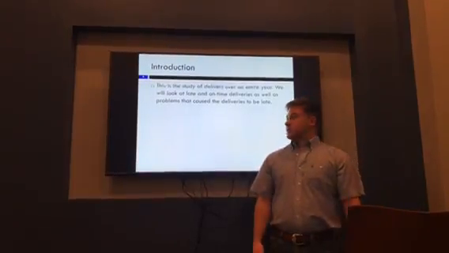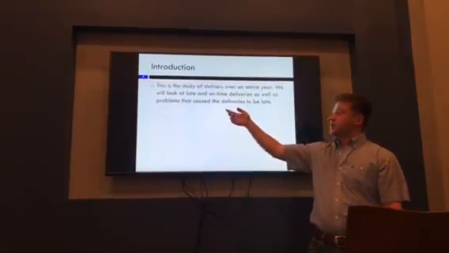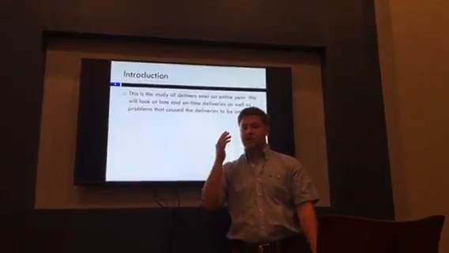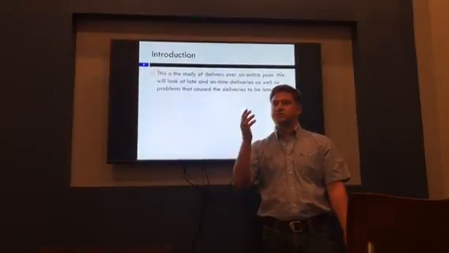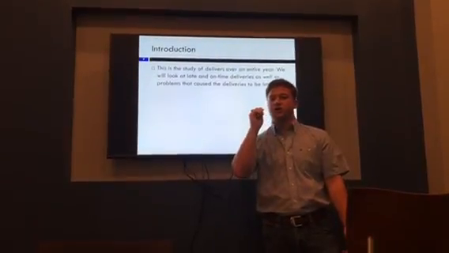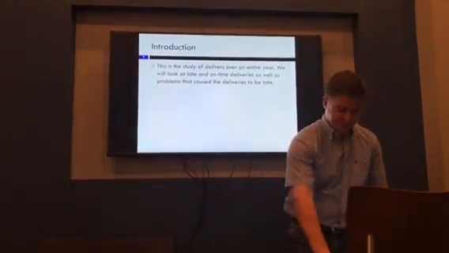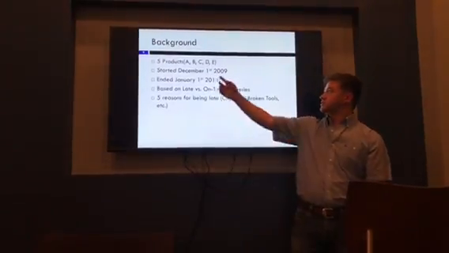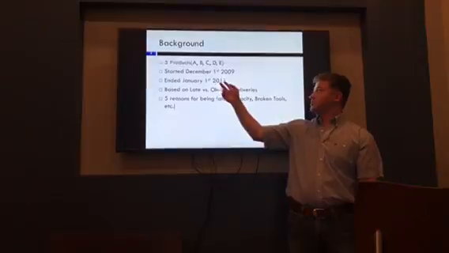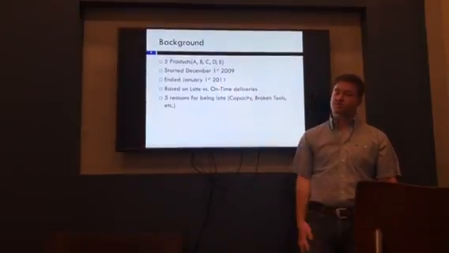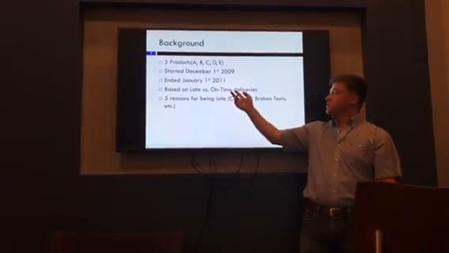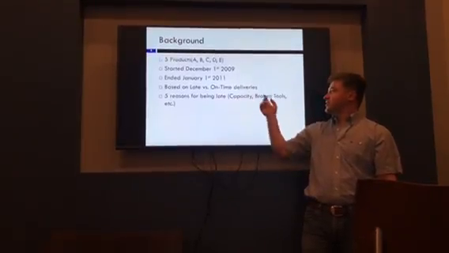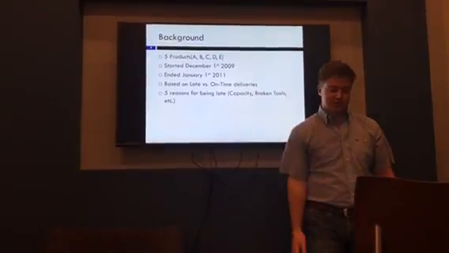So here's the introduction. The study's over a year, and it basically tells you what's going to happen and why there is late deliveries and the reasons for it. So the background, there's 5 products. It starts in December of 2009 and ends January 1st of 2011. It's based on time and on late deliveries, and there's 5 reasons for being late: capacity, broken, tools, etc.